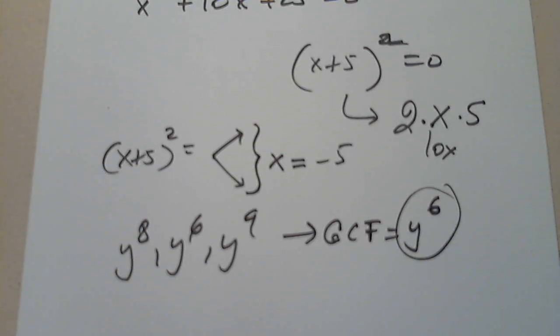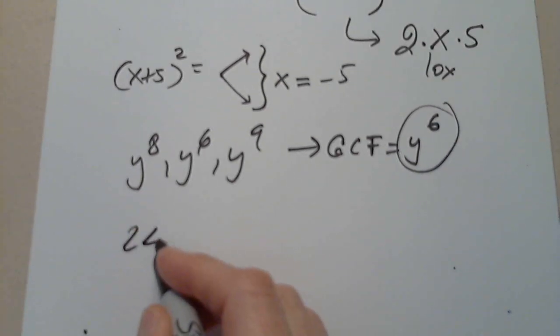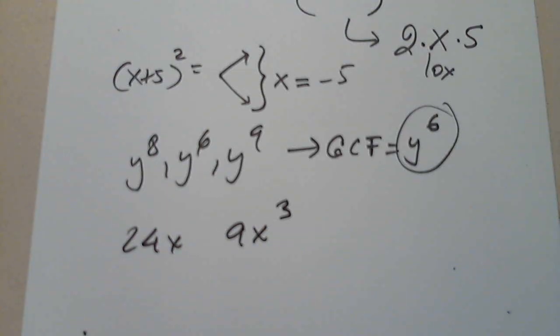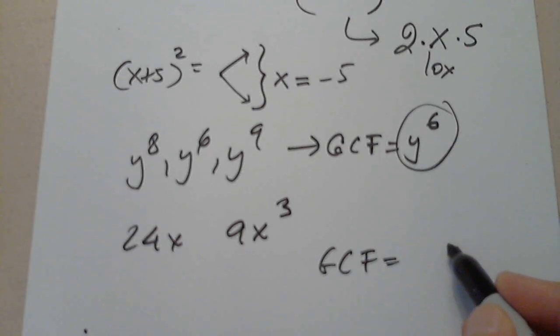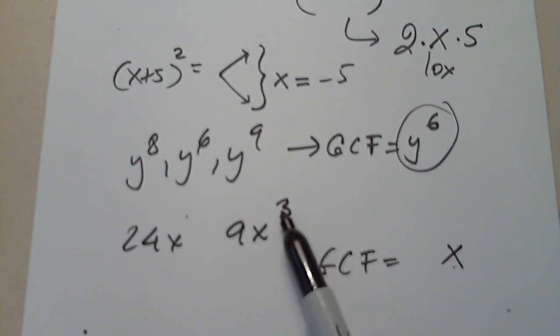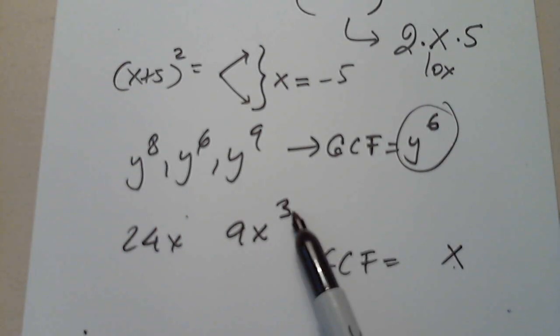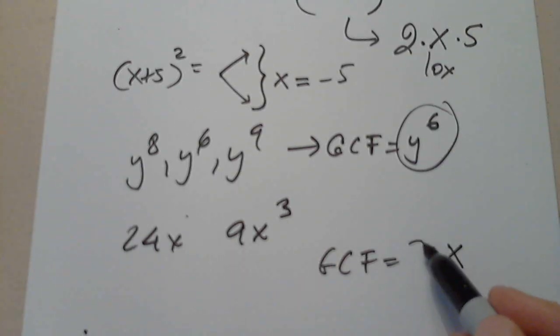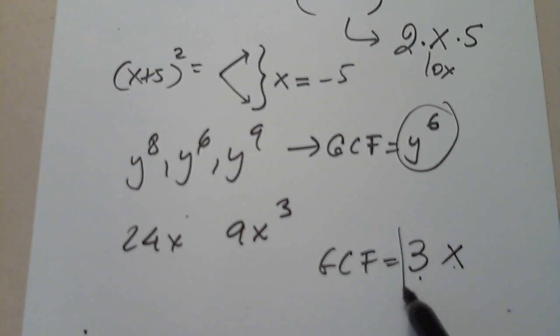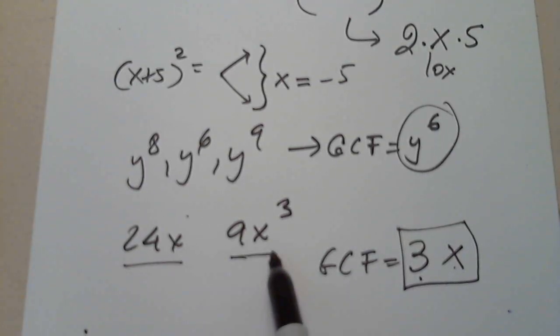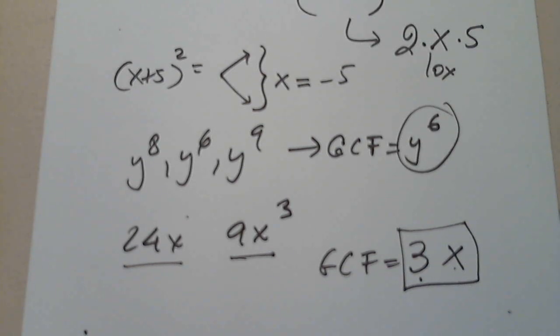Okay, so find the greatest common factor of 24x and 9x to the third. 24x and 9x to the third. The variable part is easy. So the greatest common factor can only have power 1 for x, because I always have to choose the smallest. And 24 and 9, they only have 3 in common. So the greatest common factor of these two terms is just 3x. Okay.